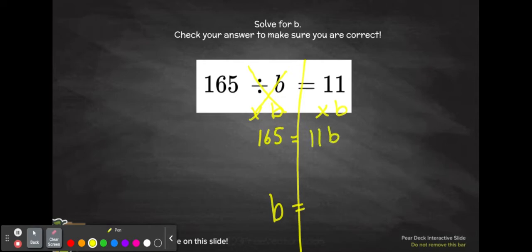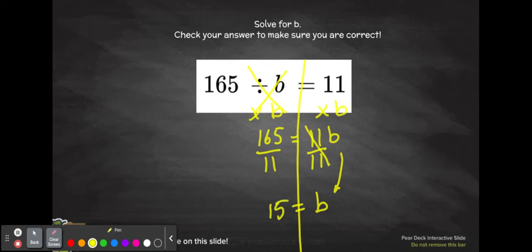Okay, but I still haven't gotten b by itself yet. And that's my ultimate goal. So now I'm going to do it again. I want to get b by itself. Maybe this time it'll be over here. So instead of multiplying by 11, I could divide by 11. That would cancel out and leave b by itself. So I'd be doing 165 divided by 11 in the end. And that would give me 15.